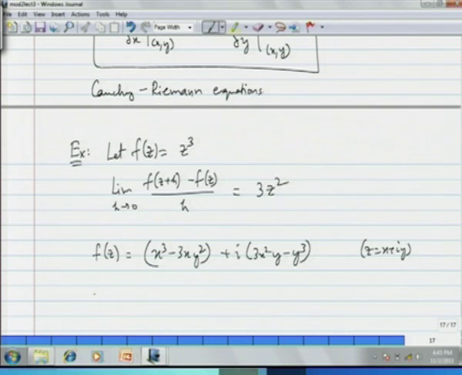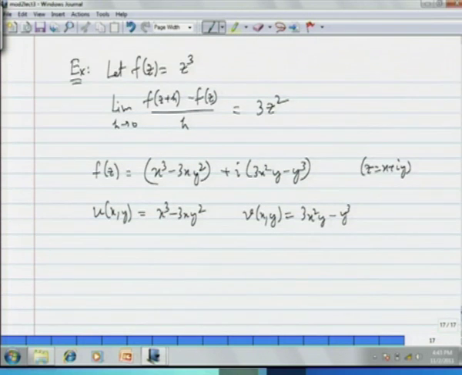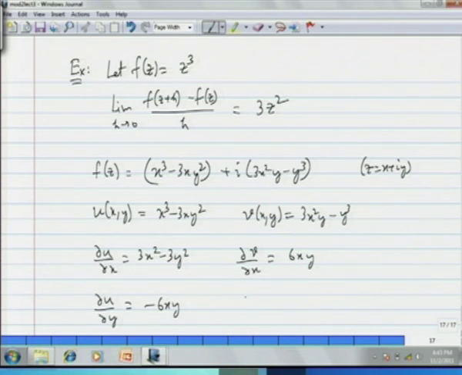Okay. And so, here u of x comma y is equal to x cubed minus 3 x y squared, and v of x comma y is equal to 3 x squared y minus y cubed. Okay. And one can check that dou u by dou x is 3 x squared minus 3 y squared, and dou v by dou x is 6 x y. Dou u by dou y is minus 6 x y, and dou v by dou y is 3 x squared minus 3 y squared. Okay.